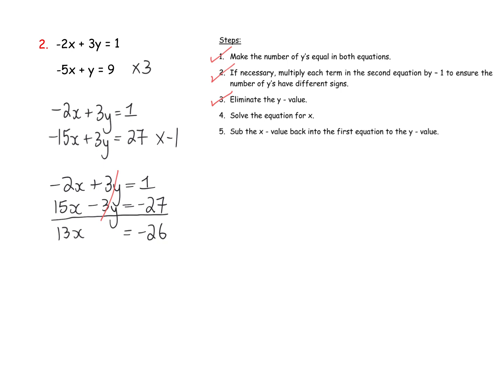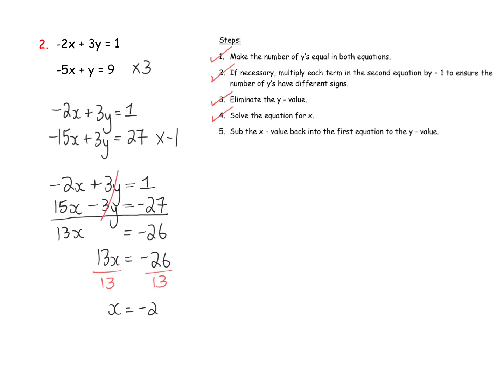We can then figure out what x is. We know that 13x is minus 26. So to get what x is, we divide both sides by 13, and we'll get that x is equal to minus 2. We've now got what x is equal to, so we've done step 4. And in step 5, we need to sub the x value in to get the y value.